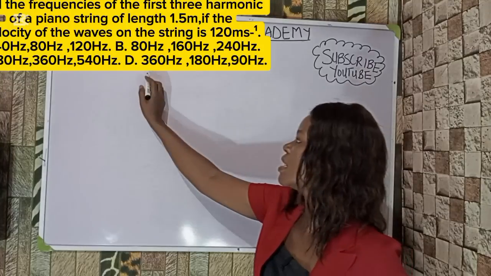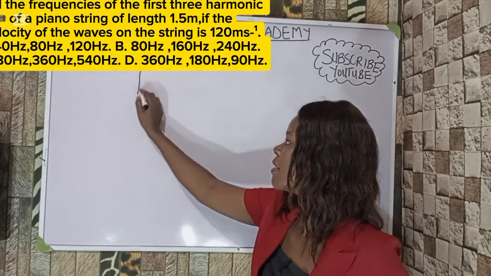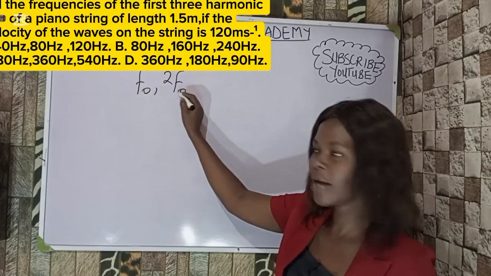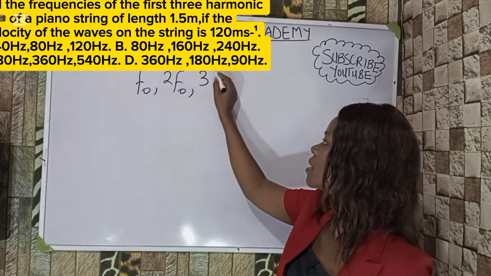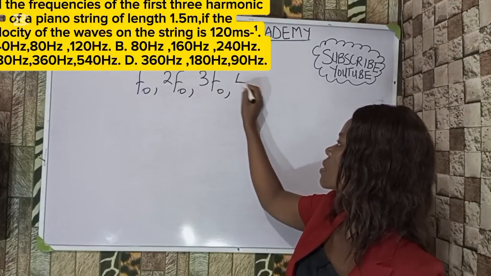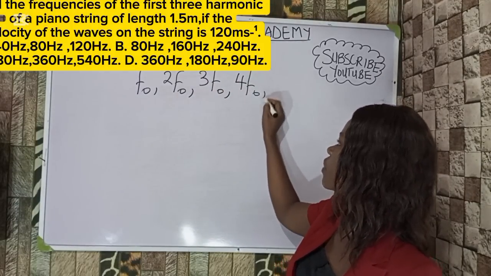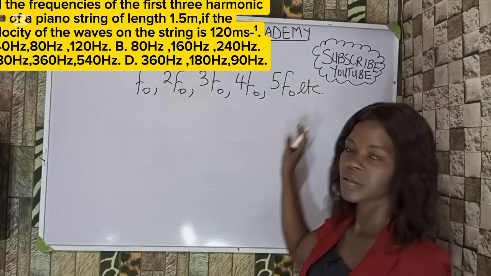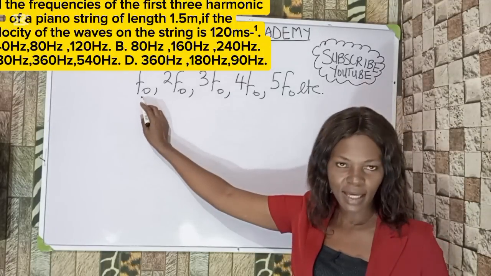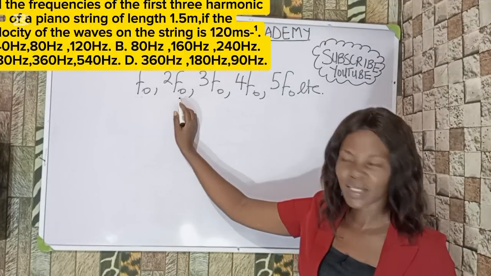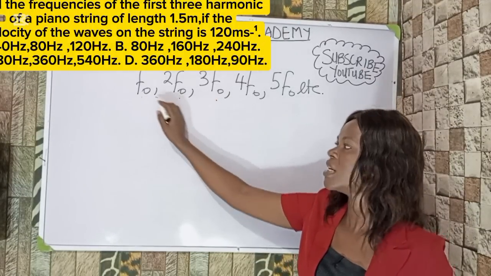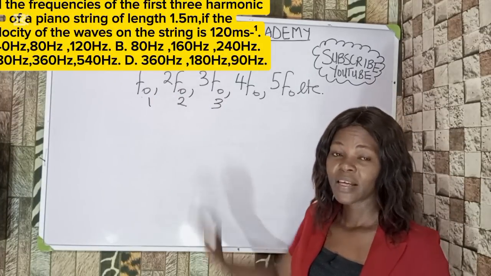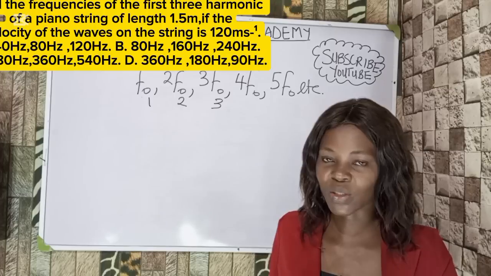We have harmonics. It ranges in this form. Fundamental frequency, we have F0, 2F0, 3F0, 4F0, 5F0. Is that clear now? So this is the first harmonic, this is the second harmonic, and this is the third harmonic. So what you're looking for is the first, the second, and the third.